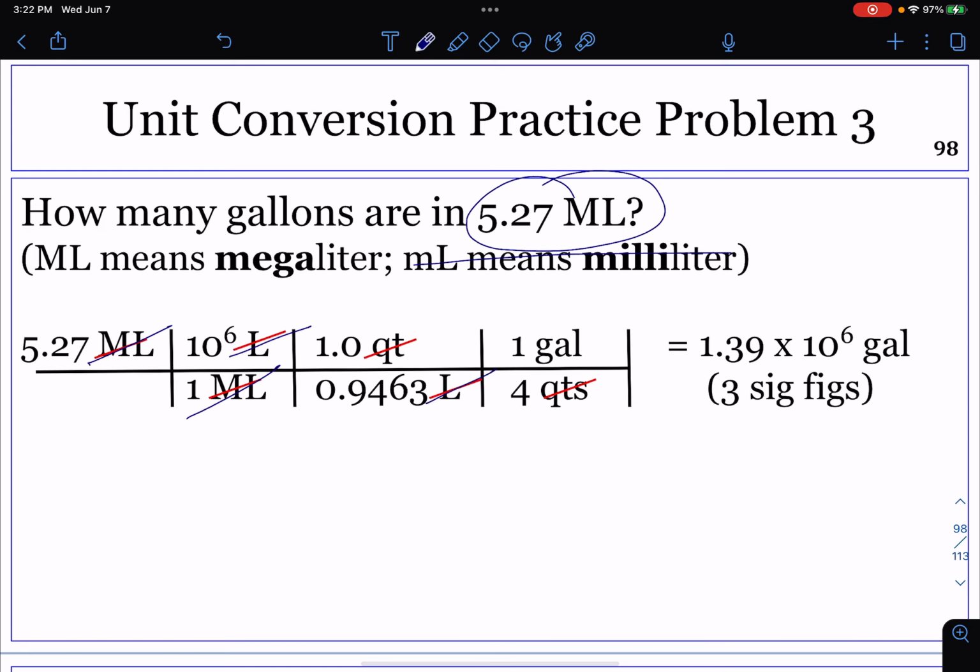So you can cancel the liters, put the liters on the bottom. And then we have 4 quarts is equal to a gallon. So you can see all of the units canceled except for the gallons, which is the unit we want to end up with because the question is saying how many gallons.